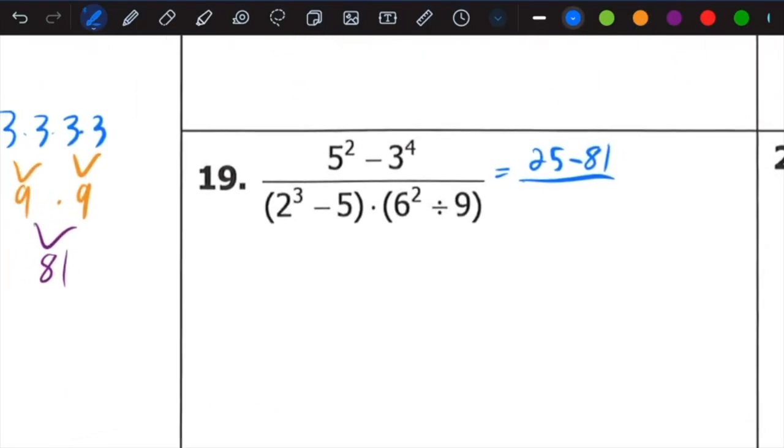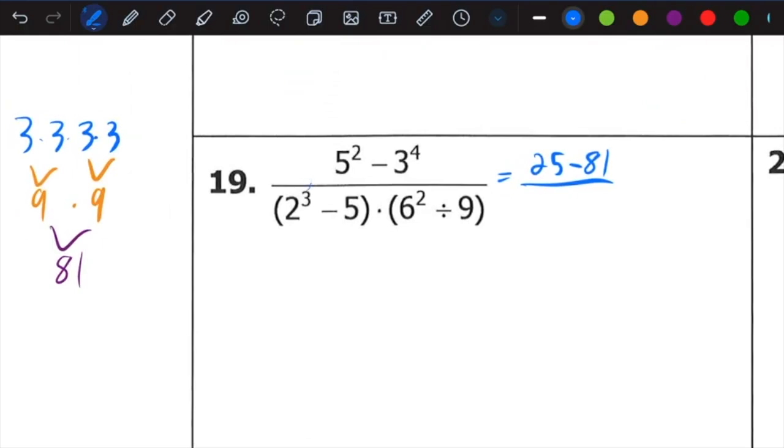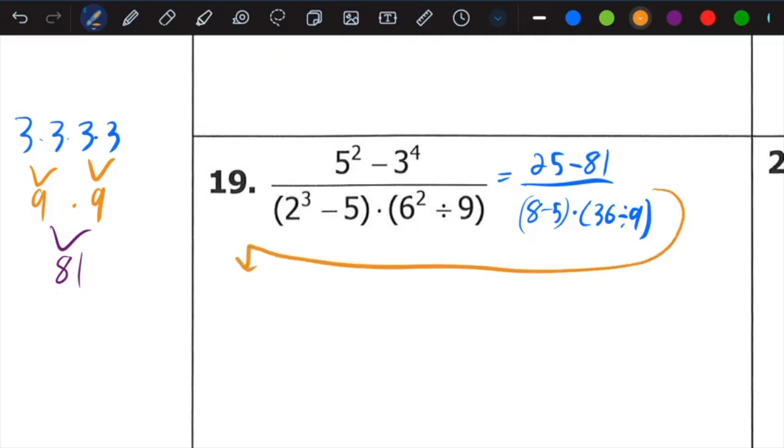On the bottom, we have 2 different parentheses, so we're going to solve each of them separately from each other. 2 cubed would be 8, so we have 8 minus 5 and 1, times, anytime you have 2 parentheses next to each other, they're multiplying, 6 squared, which happens before the division, is 36, divided by that 9. Now I'm going to move it down here so I have some room. In the numerator, 25 minus 81 is going to be negative 56. In the denominator, 8 minus 5 in the first parentheses is 3. And in the second parenthesis, 36 divided by 9 is 4.